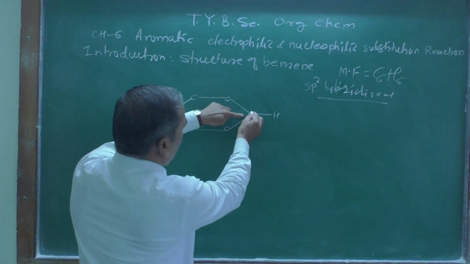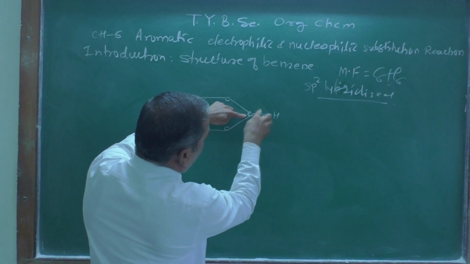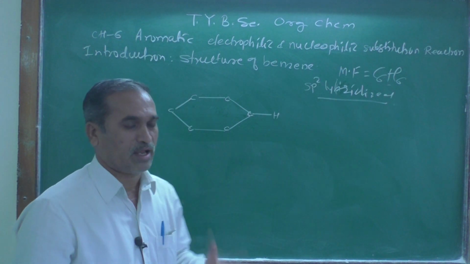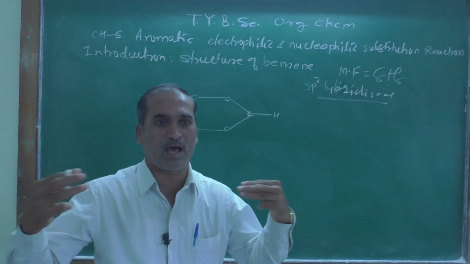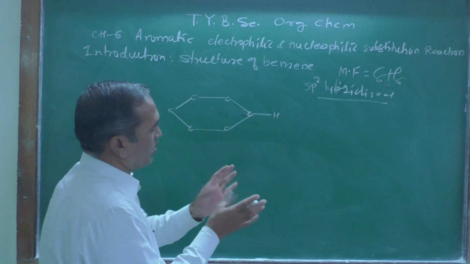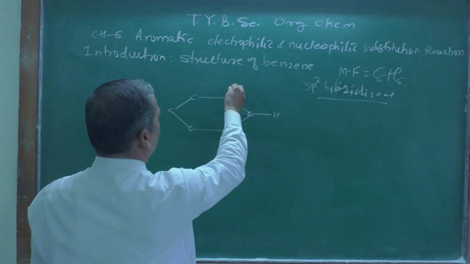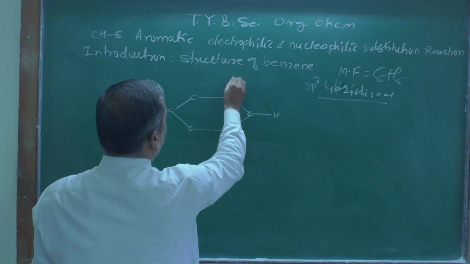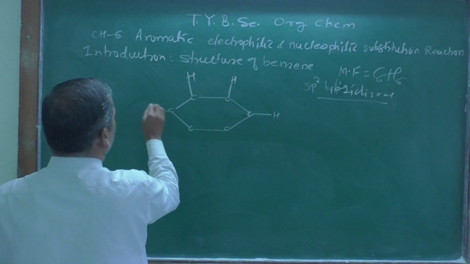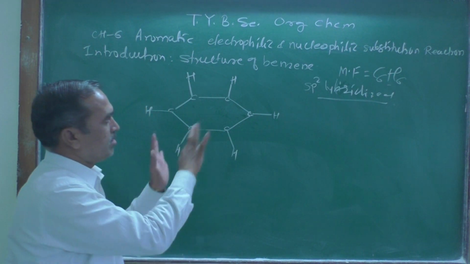Look here: two sigma bonds with the other two carbon atoms and one sigma bond with the hydrogen, which means there are three sigma bonds. As we know, sigma bonds are formed by coaxial overlapping and are stronger than a pi bond. Same thing, each carbon atom has one hydrogen atom, so we can show these hydrogen atoms in this manner, right? So this is the structure.